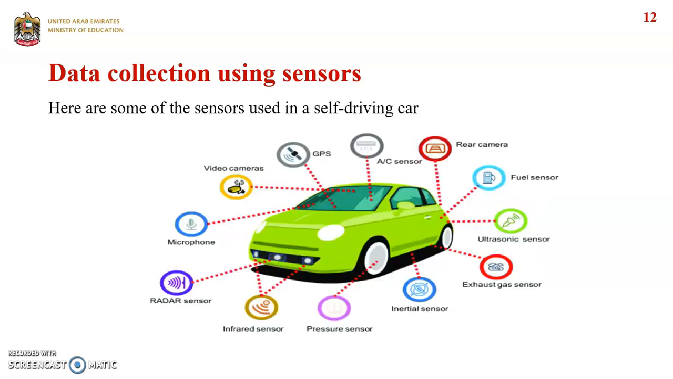Now, if you look at the image on screen of a car, a self-driving car, this car has got a lot of sensors. And it uses those sensors to be able to navigate, to be able to move on the public roads from one point to another safely.